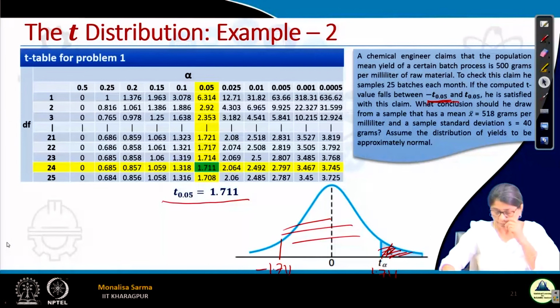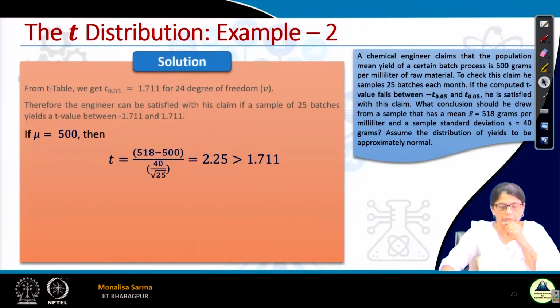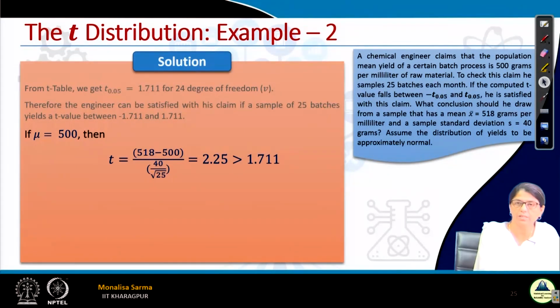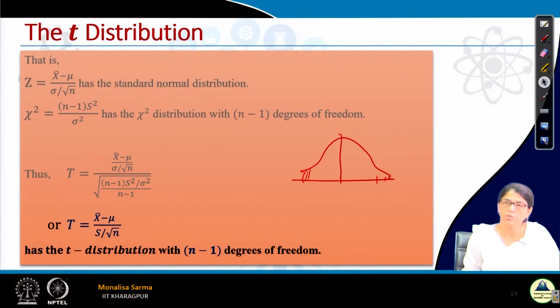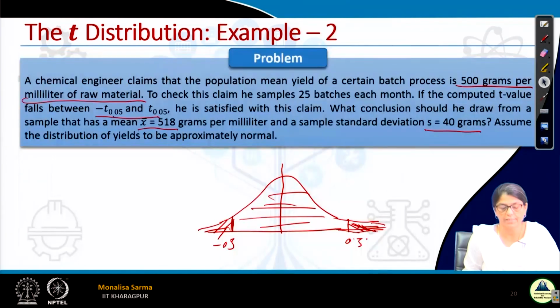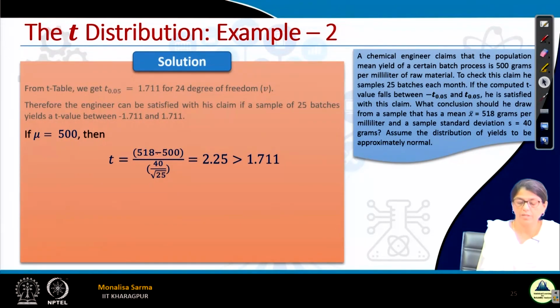Okay, so what did he get? He calculated his T value, using the T value formula. What is the formula for T? Remember, T equals x bar minus mu, divided by s by root n. This is the formula for the T statistic. From the sample he got 518. The population mean he has predicted is 500. The sample standard deviation is 40, divided by root n, that is root 25, and what we got is 2.25.